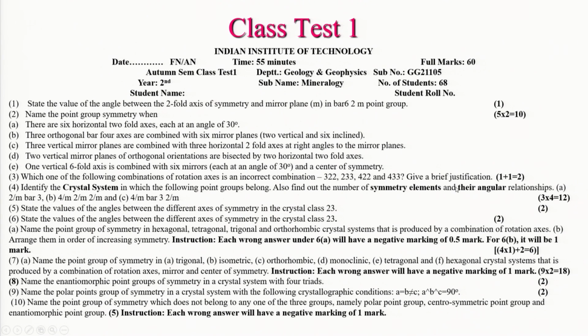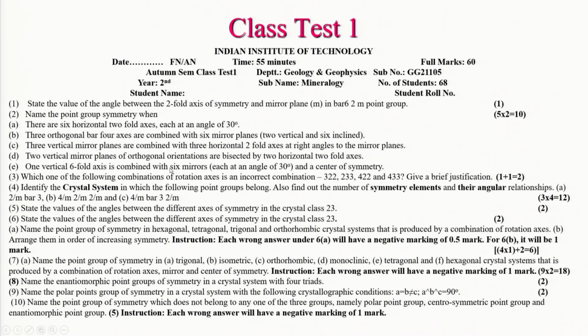And you have to justify. There is a very brief justification you have to give, and there are 2 marks that have been allocated to this question here. And in question 4, identify the crystal system to which the following point groups belong. What are they? Also find out the number of symmetry elements and their angular relationship.